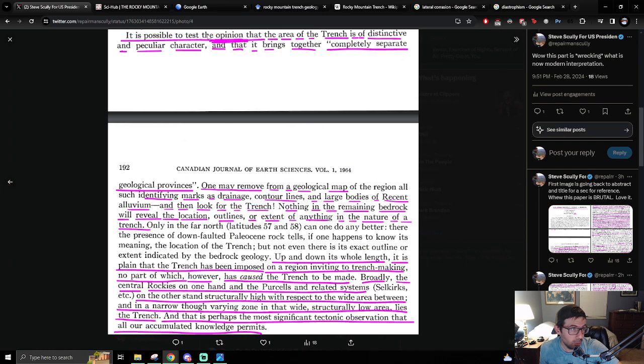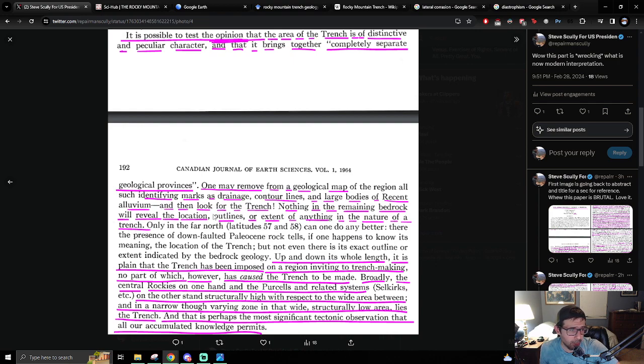It is possible to test the opinion that the area of the trench is of distinctive and peculiar character, and that it brings together completely separate geological provinces. One may remove from a geological map of the region all such identifying marks as drainage, contour lines, and large bodies of recent alluvium, and then look for the trench. Nothing in the remaining bedrock will reveal the location, outlines, or extent of anything in the nature of a trench.